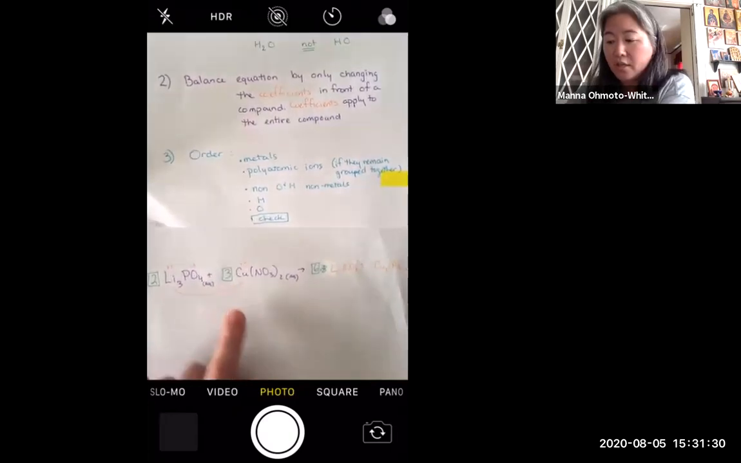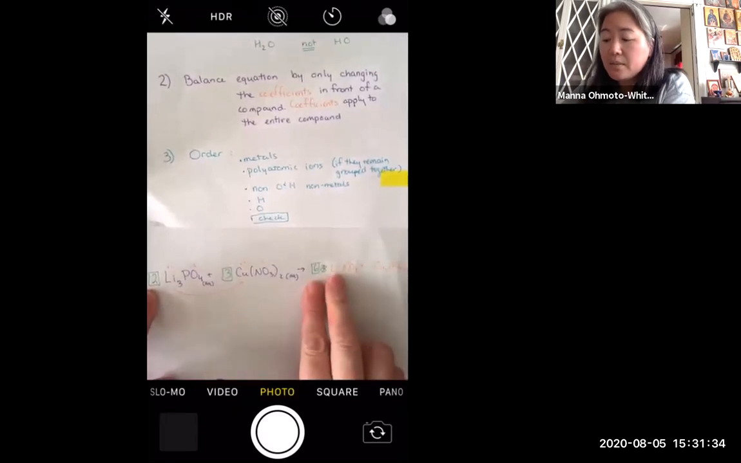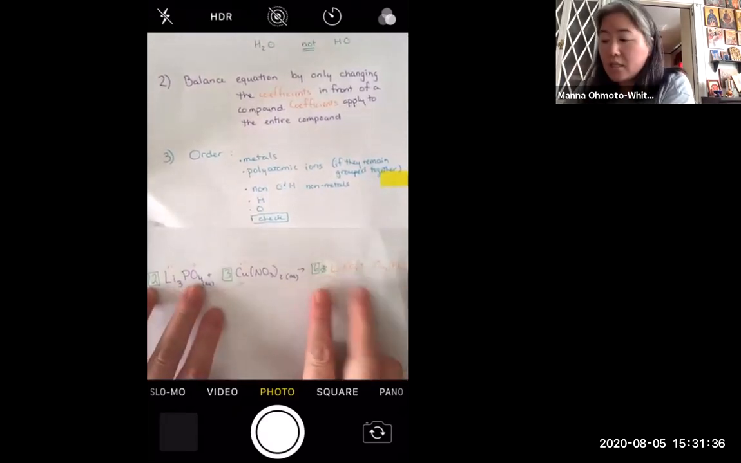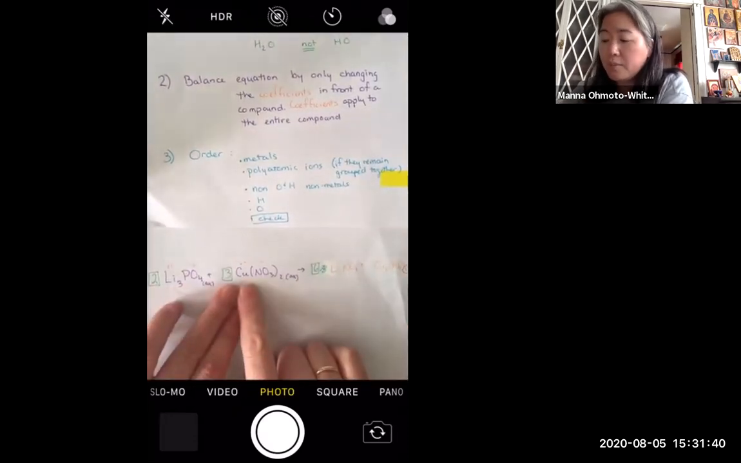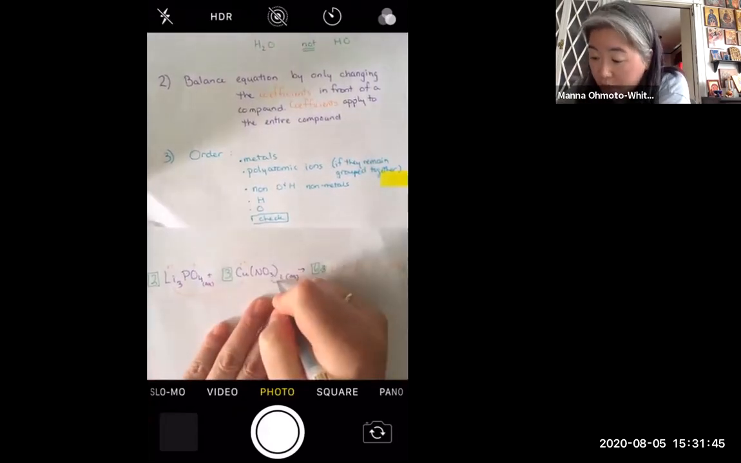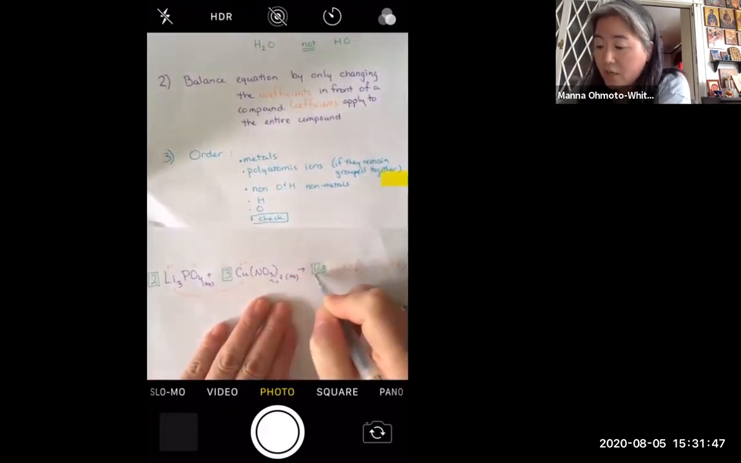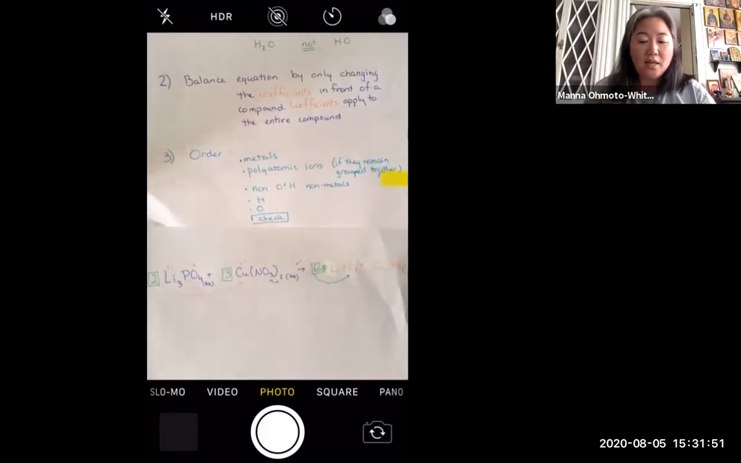Now I double check. So I have 6 lithiums. Now I have 6 lithiums. I have 2 phosphates right here. I have 3 coppers right here, and I have 3 times 2 or 6 nitrates here, and I have 6 nitrates here, so I am set. And there you have it.